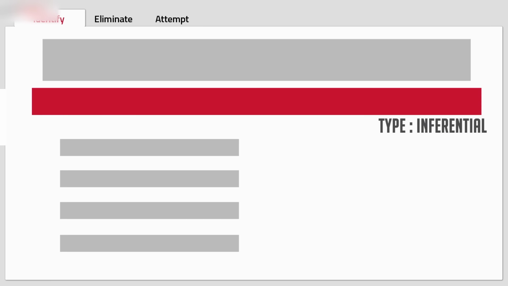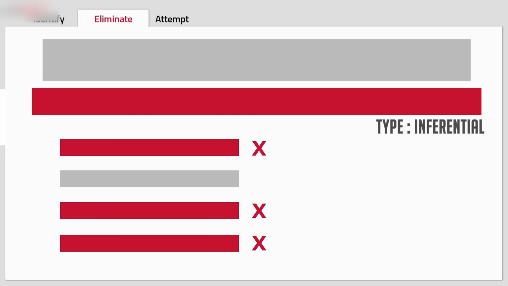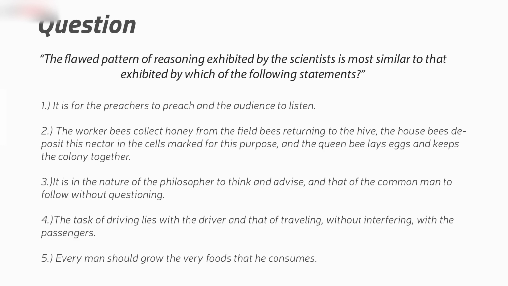Now that we have identified the type of question, our next task is to eliminate. First, strike off the options that are obviously incorrect, so that you'll have a fewer number of choices to contend with. Starting with option number 5, that says every man should grow the very foods that he consumes. This has nothing to do with the flawed reasoning in the passage that has led to workers being denied the right to education under the pretext of a division of labor, and hence is obviously not the right answer. Strike it off. Option number 4.